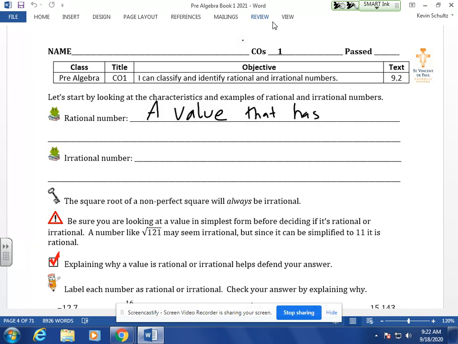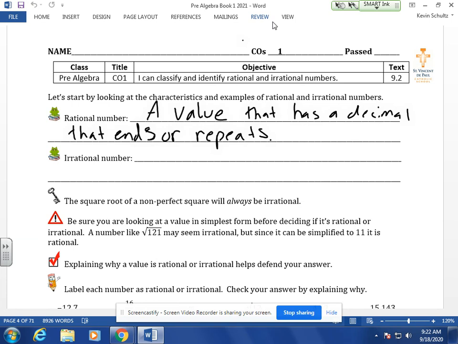that has a decimal that ends or repeats. A value with a decimal that ends or repeats is a rational number. A value with a decimal that either ends or repeats.